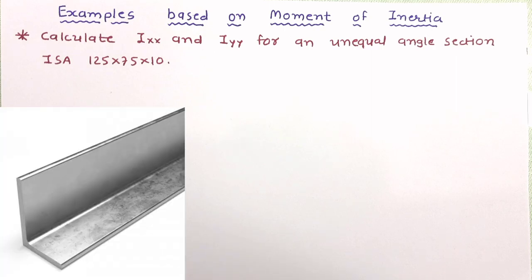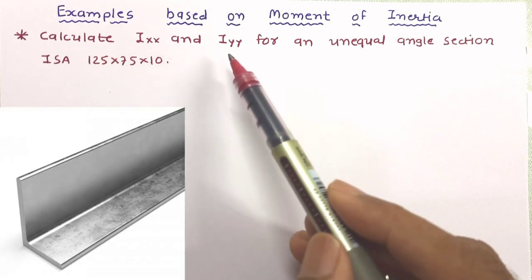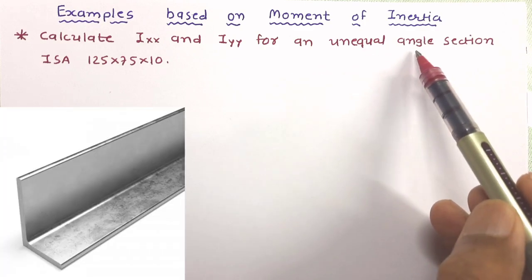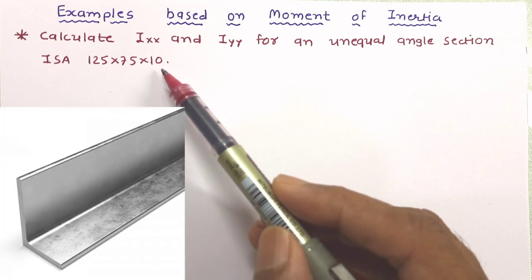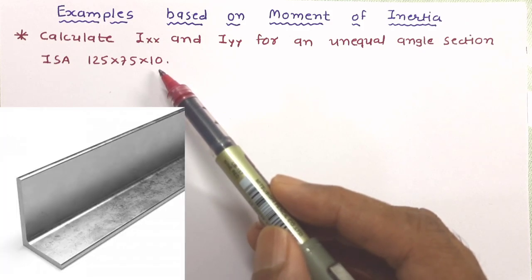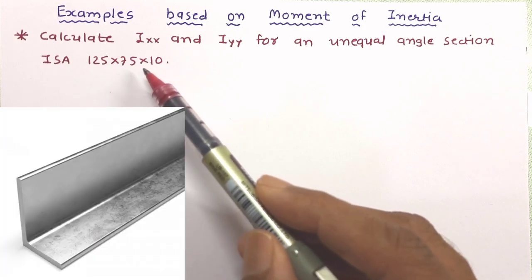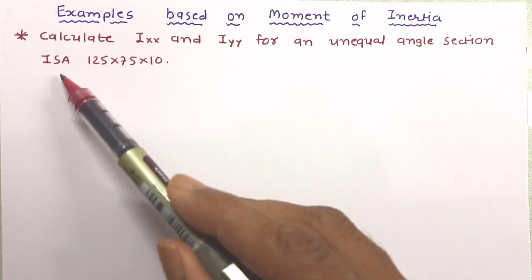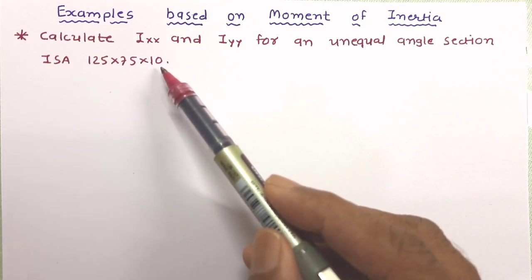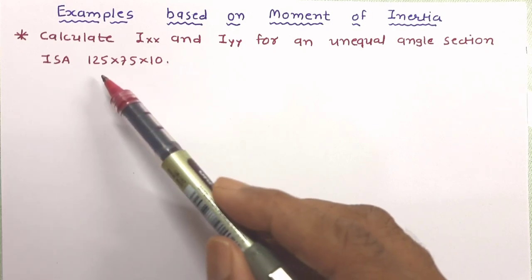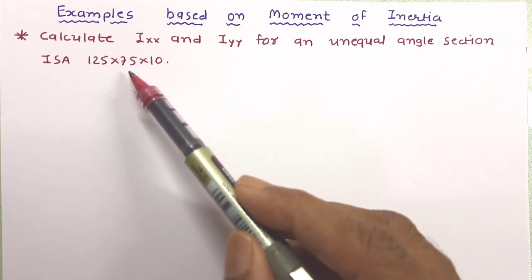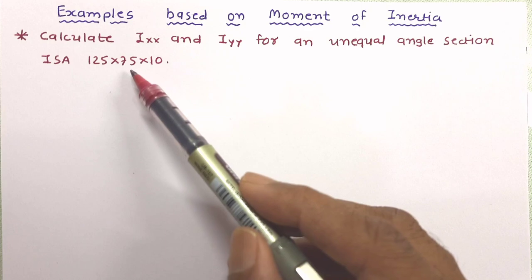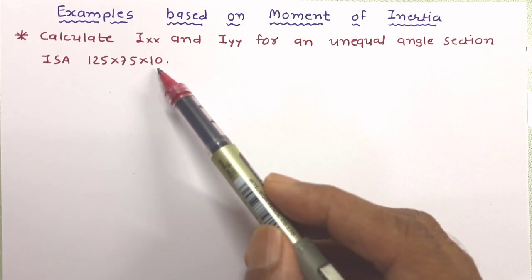So this is the problem given. Calculate Ixx and Iyy for an unequal angle section ISA 125 by 75 by 10. So here unequal angle section ISA, that is Indian standard angle 125 by 75 by 10 is given. Now ISA 125 by 75 by 10 means Indian standard angle which is having longer leg dimension 125 mm, shorter leg dimension 75 mm and the thickness of section is 10 mm.